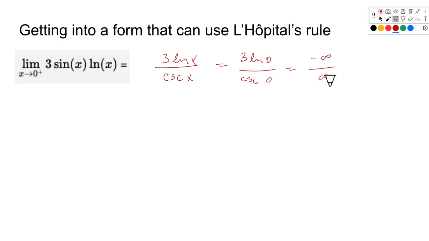So they're both going to infinity. So L'Hopital's rule says to do what? Take the derivative and see if we get something new. And then we'll take the limit of that derivative. Derivative of natural log is just 3 over x. The 3 would go up in the numerator.